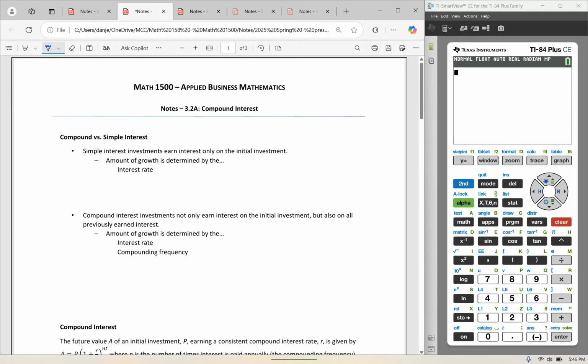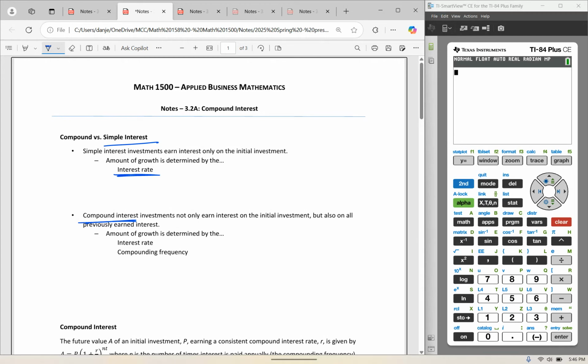Today we're going to be looking at compound interest. In our previous video, we took a look at simple interest. The only thing affecting the growth rate is the interest rate. If I get 10% per year, each year I get 10% of the original amount invested. It's not a good way to invest. Sometimes you'll find that in certain places. More commonly, when we invest, we look at compound interest.